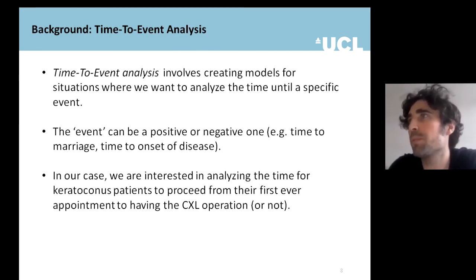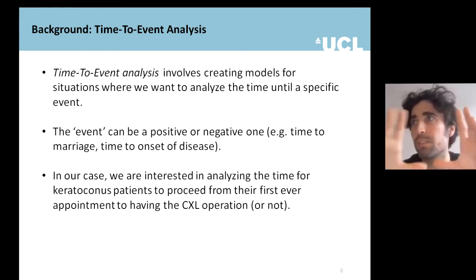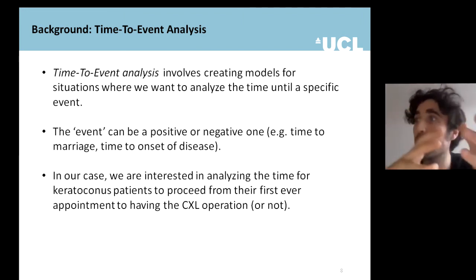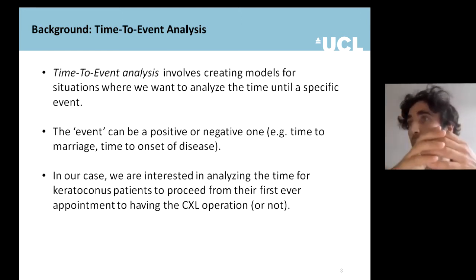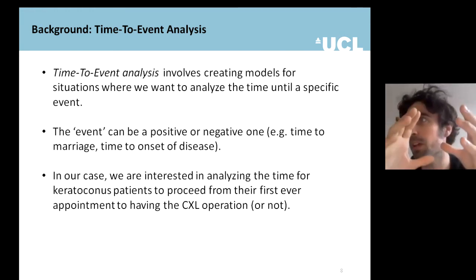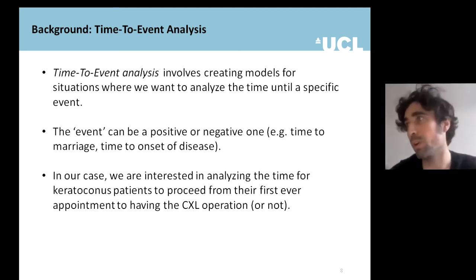So time to event analysis, this is the statistical model that we're using for this. Time to event analysis is a bit of a mouthful, but it essentially involves creating models for situations where we want to analyze the time until a specific event. The event can either be a positive one or a negative one. It could be time to marriage, or it could be time to the onset of disease. In our specific case, we're interested in analyzing time for keratoconus patients to proceed from their first ever appointment to having the cross-linking operation or not, because some people never have cross-linking.